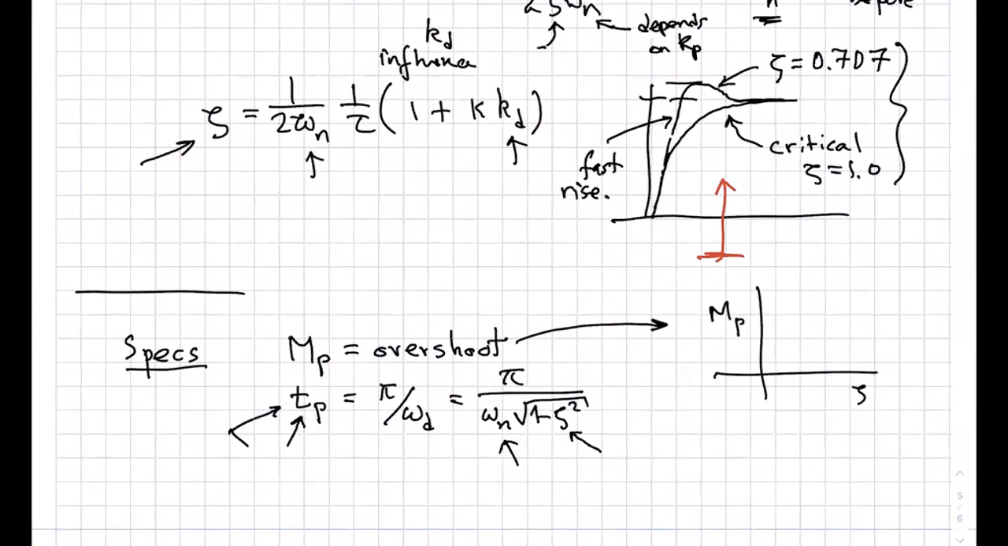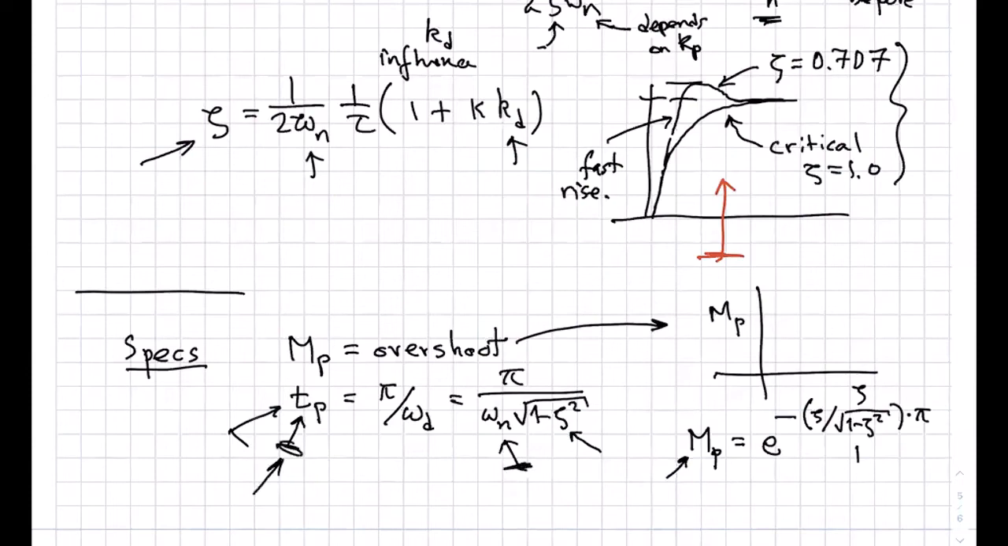So don't worry about that chart. But MP is basically, you'll see this in Ogata, but in case you just want to look and listen here, it's 1 e to the minus 1 zeta divided by square root of 1 minus zeta squared times pi. You see that? So if you have this, you can find zeta, right? So measure this, get zeta. Then now you know zeta, and if you know omega n or you know TP.